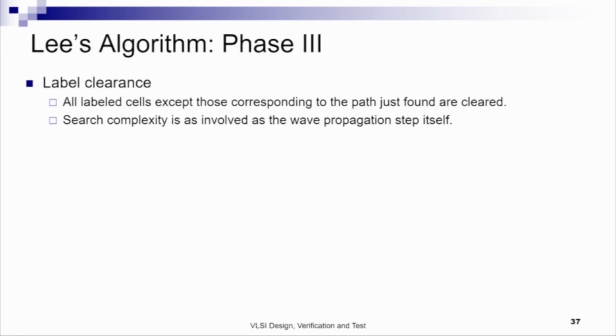The only thing is that in this clearance phase, we have to keep the path that we have chosen in phase 2 and delete all other labels, so that I can further progress the algorithm for another two terminal net. With this small introduction to routing, we come to the end of this module.